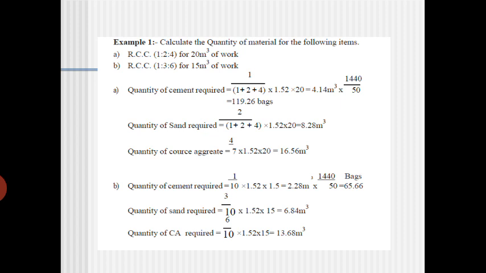Similarly, you can calculate it for 1 is to 3 is to 6 for 15 meter cube of work. If you are confused, I'll put this calculation in one more slide with my own handwriting. If you have confusion with the units, in the quantity of cement required the meter cube will get cancelled, and in total you will get it in terms of bags.